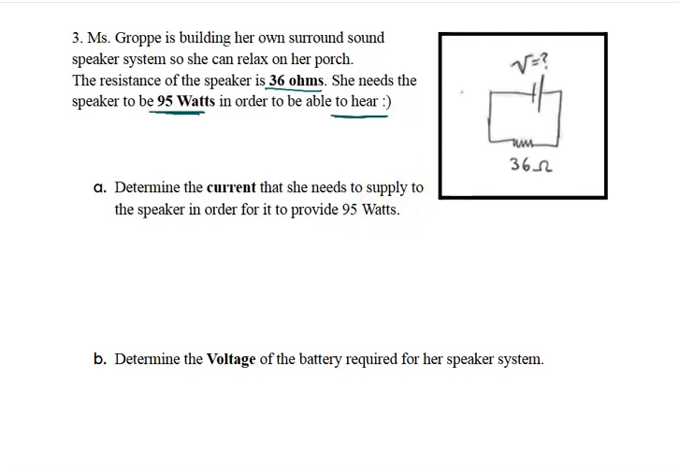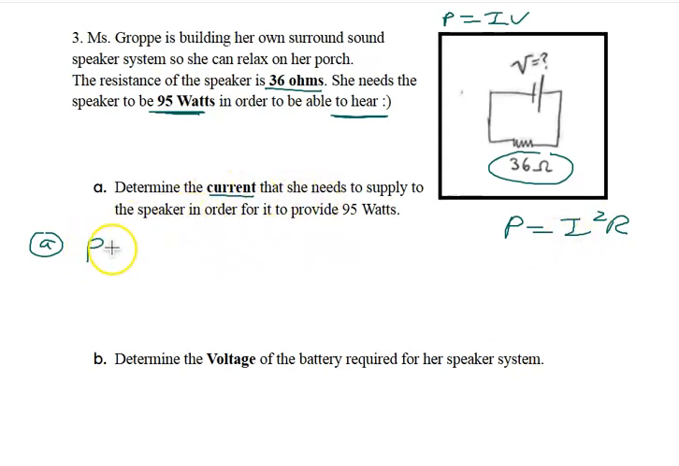All right, so we want the current that she needs to supply in order to provide 95 watts. So if we care about how quickly the battery is giving away energy, we're going to use power equals IV because V is about the battery. If we care about how quickly an individual appliance is using energy, we're going to use power equals I squared R because that's how quickly this is converting that energy.